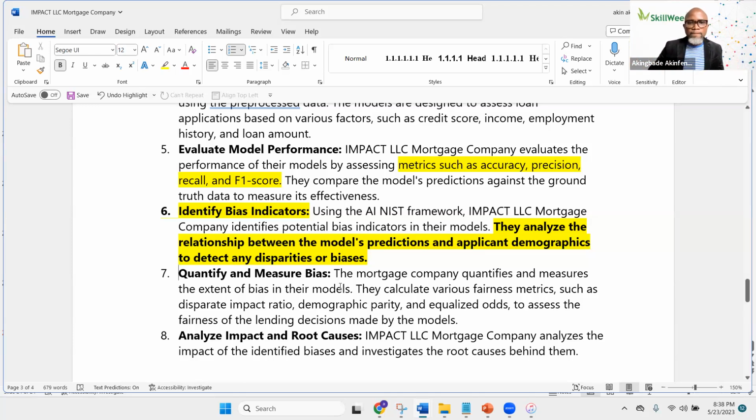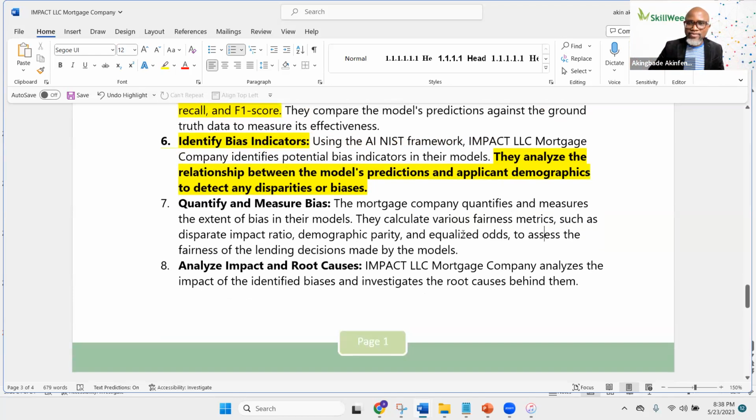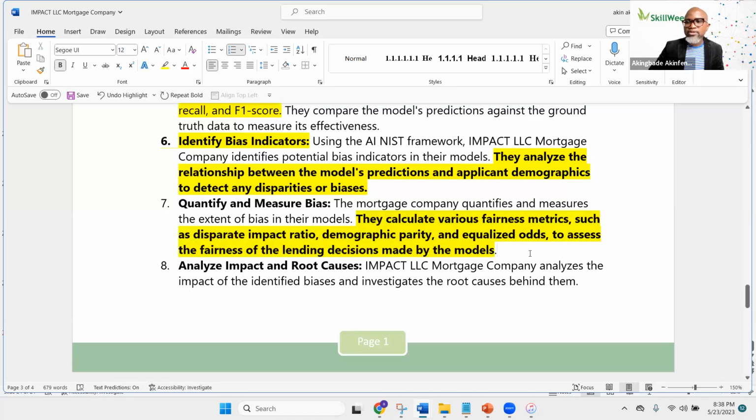The next one, how do we quantify and measure the bias? So we have to use certain fairness metrics, disparate impact ratio, demographic parity. So we are getting into details now. And the beautiful thing, ladies and gentlemen, there are tools that will do this for you. You plug them into this AI model and you can start seeing patterns of bias.